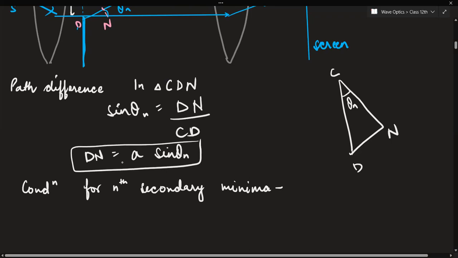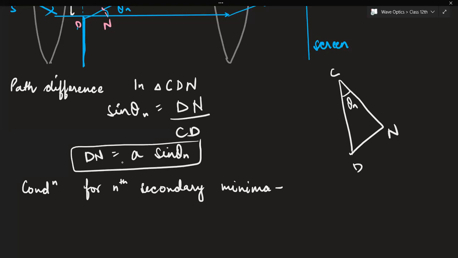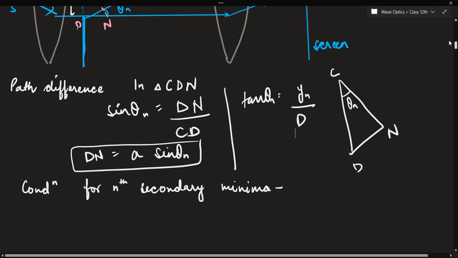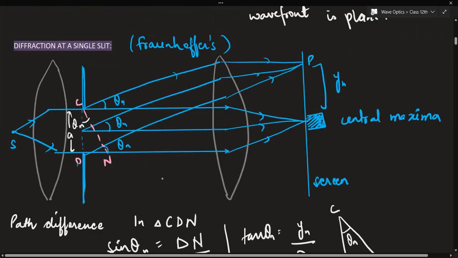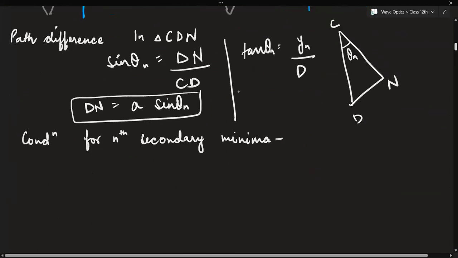Also, one more thing, if you look at this triangle, then tan theta n you can also write as yn by capital D. Why yn by capital D? See class, look at this bigger triangle. Here yn is the perpendicular, this separation is the base, and the angle is theta. So from there you can write tan theta as yn by capital D.